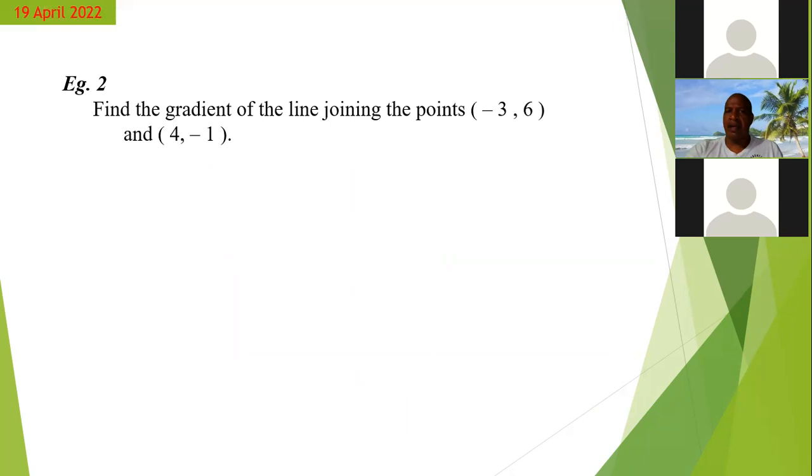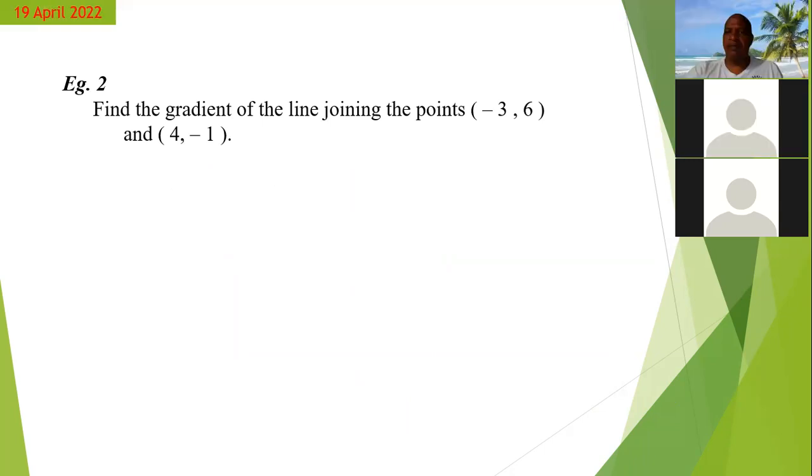No, sir. All right, here we have another example for gradient. I'm going to ask you to go ahead and calculate this gradient. I'm not going to put up the formula. You should know the formula by now. So try, and when you finish, you tell me what you get.